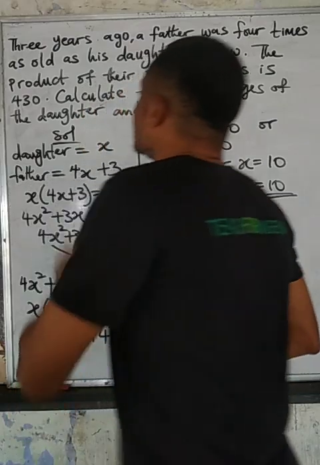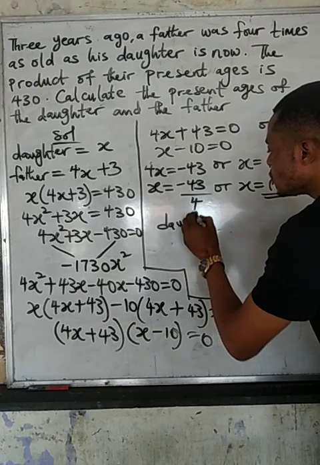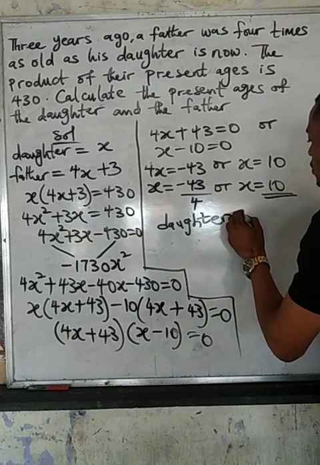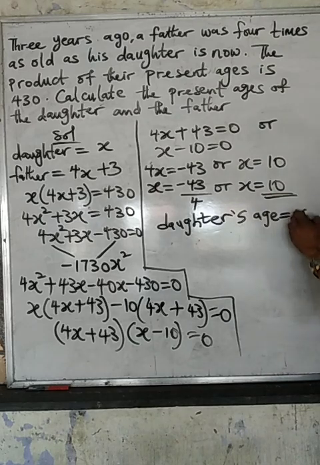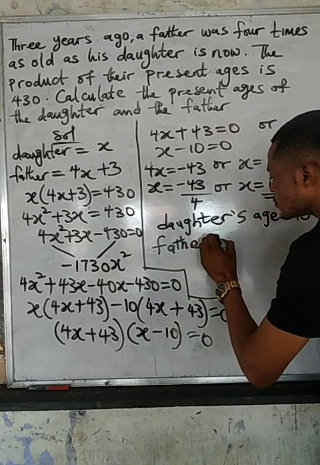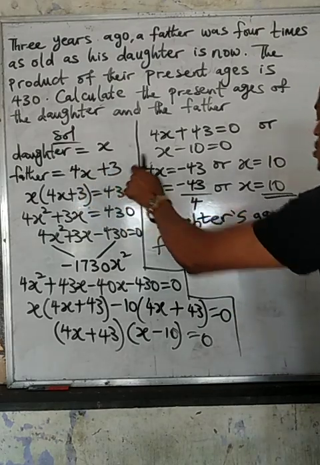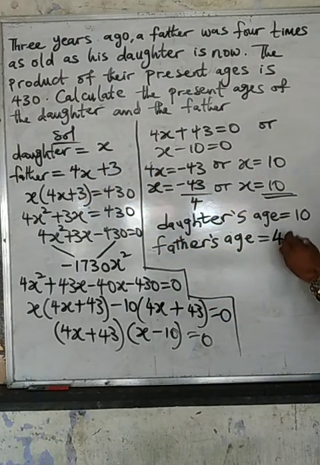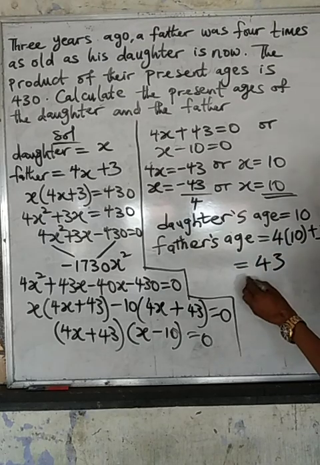So when you now check, the daughter's age is equivalent to 10. Now, the father's age. The father's age is 4x plus 3. So that means 4 multiplied by 10, then plus 3. So the father's age is going to be 40, then 40 plus 3, we have 43. Easy.